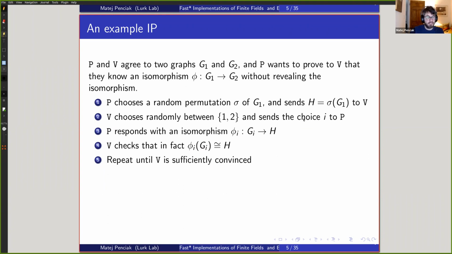The verifier then chooses... You wanted questions, right? Sorry? You said you were happy with questions. Yes, absolutely. I'm already lost. What's a permutation of a graph? It's just an isomorphism. Just permute the vertices.